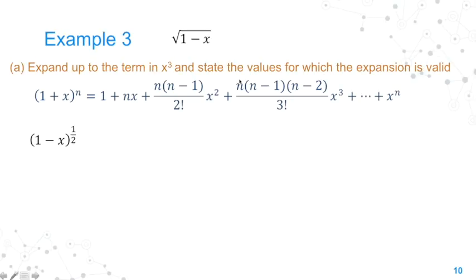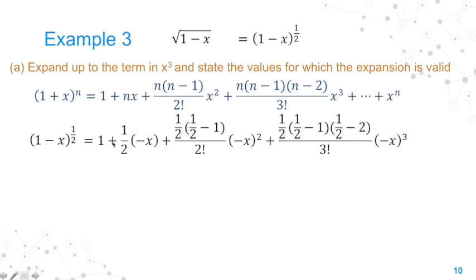Okay, so once again, let's use this formula. So this time our n is 1 half and our second term is negative x. Okay, so we will now have 1 plus n. Notice that this is 1 half and then x is negative x. Then follow the formula and simplify this accurately. Find the values. So the 4 terms up to the x cube is 1 minus half x minus 1 over 8 x squared minus 1 over 16 x cubed.